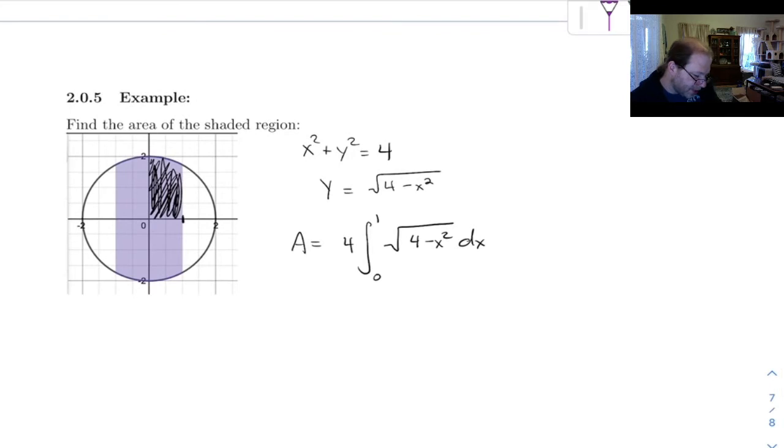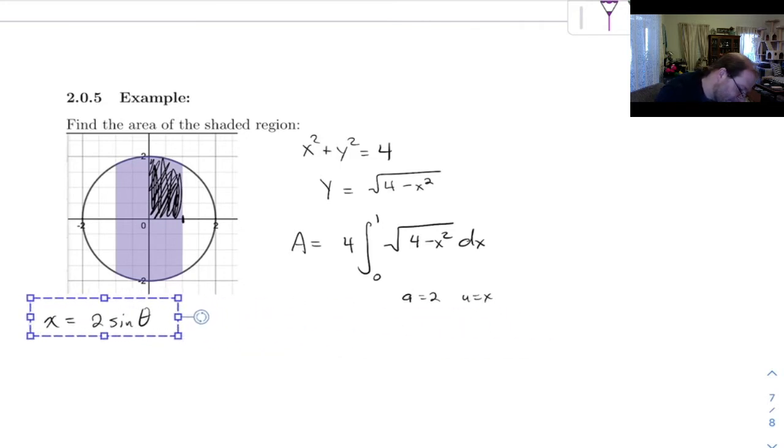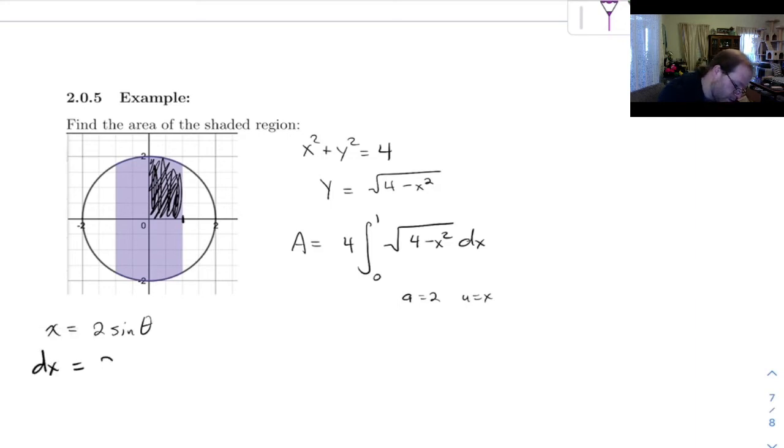All right, so 4 minus x squared. That is a constant minus a variable. So our a is going to be 2 and our u is x. So we're going to substitute u equals a sine theta. x equals 2 sine theta. And just because I always do, I'm going to move that over to the extreme left of the page. And then let's see, dx is going to be 2 cosine theta d theta.